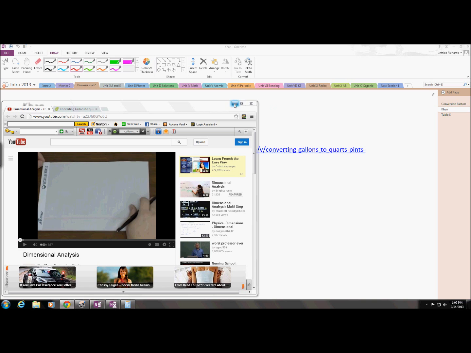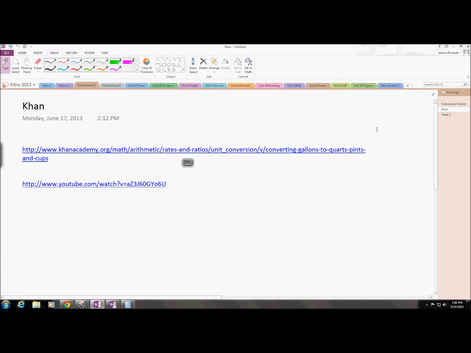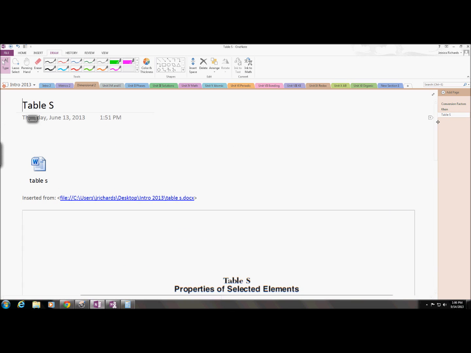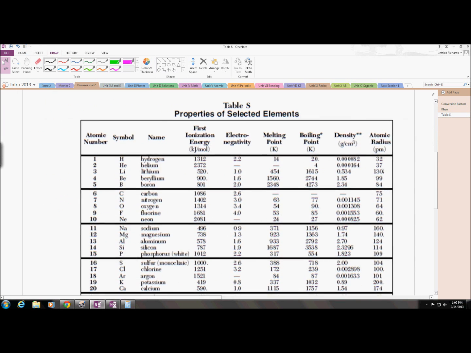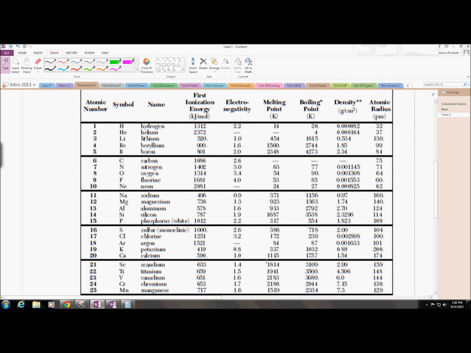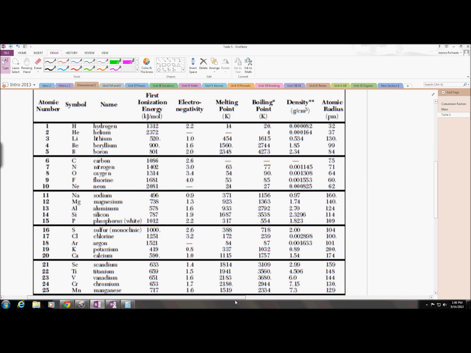Okay, I want to take just one last minute here and show you how this applies to chemistry. So if you look at reference table S again, there are going to be a number of pieces of information in chemistry. When we look at them, they're already factors. They're already conversion factors.